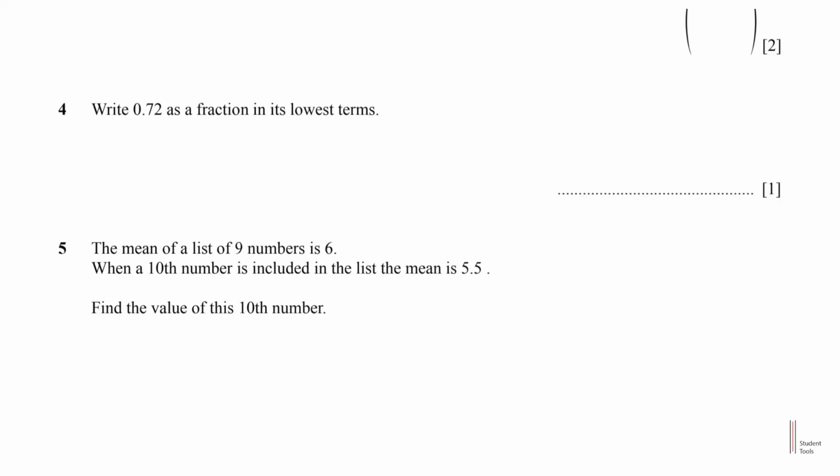Question 4 says, write 0.72 as a fraction in its lowest terms. Okay, so we have a decimal 0.72. We have to write it as a fraction in its lowest form. So to change this into a fraction, we have the ones here, we have the tenths, and here we have the hundredths. So that means we actually have 72 over a 100 because of this. So that's the fraction we have.